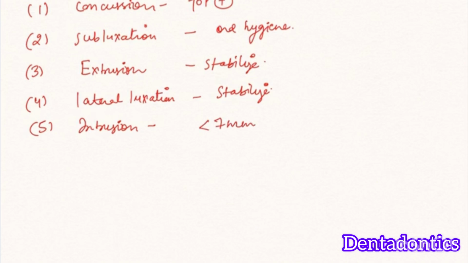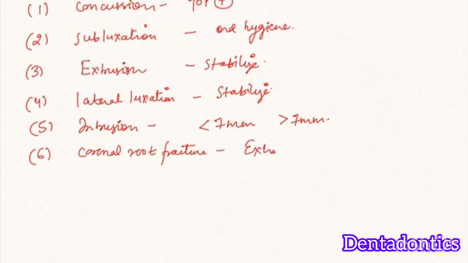and if it is less than 7 mm, we'll leave the tooth for spontaneous eruption. If it is more than 7 mm and if it is interrupting the permanent tooth bud, we will extract the tooth. Then the coronal root fracture. In case of coronal root fracture, we extract the primary teeth.